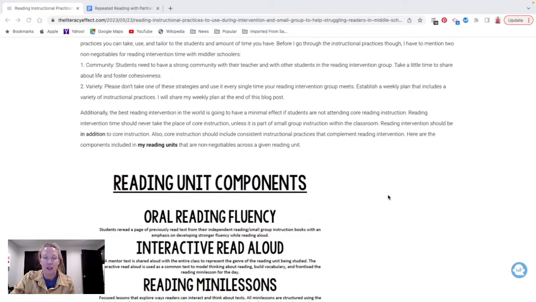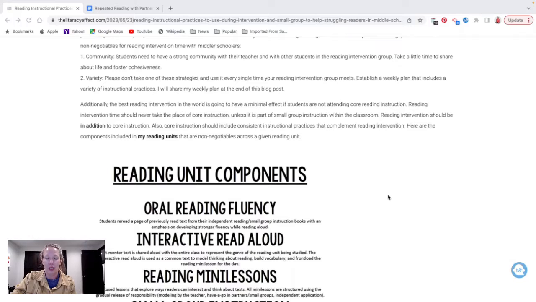Additionally, having a strong core instruction is important as well. You're not going to fix students if they are spending the majority of their time in core instruction that's not solid. Additionally, if you're pulling students out of core reading instruction in order to give a reading intervention, that's not going to fill what you need to fill either. It should be core plus the reading intervention.